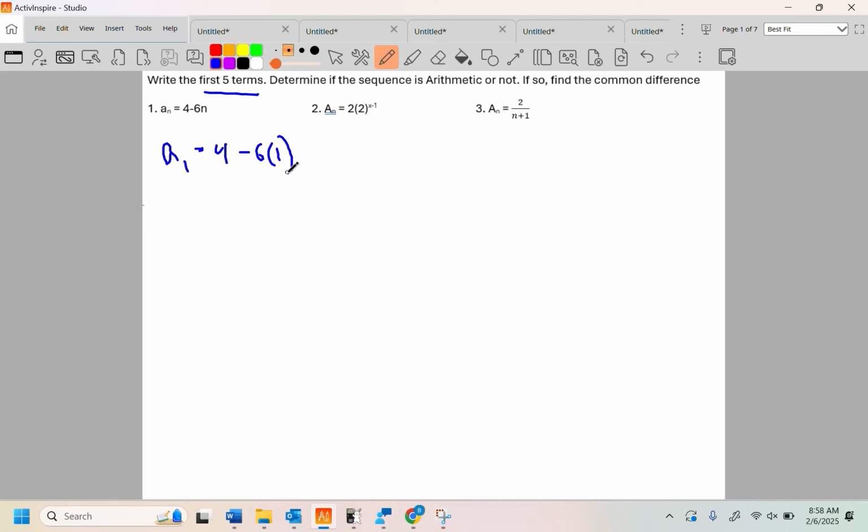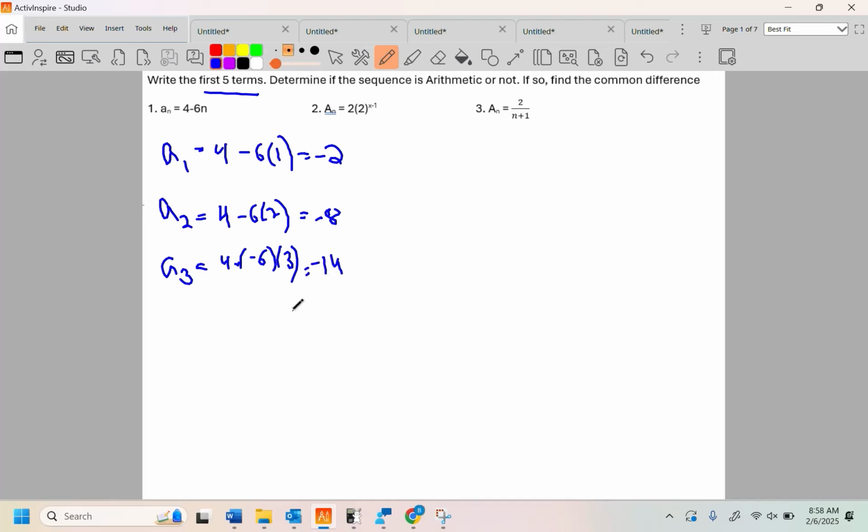But if you want the first term, you plug in a 1. You get 4 minus 6, which is negative 2. If you want the second term, you plug in a 2. And that'll be 4 take away 12, which is negative 8. If you want the third term, you plug in a 3. And that'll be 4 minus 18, which is negative 14.